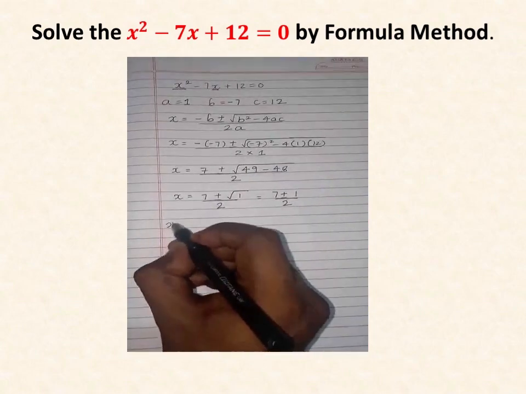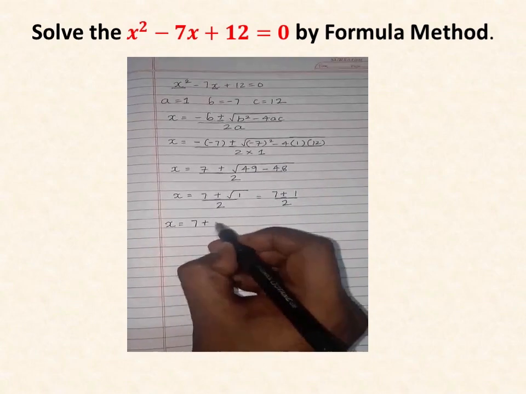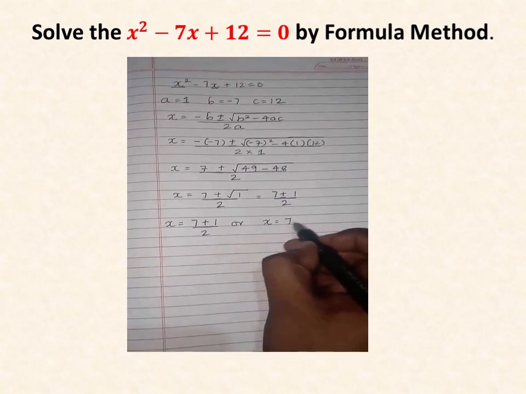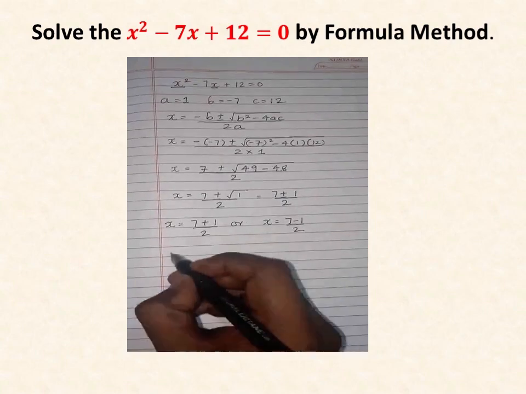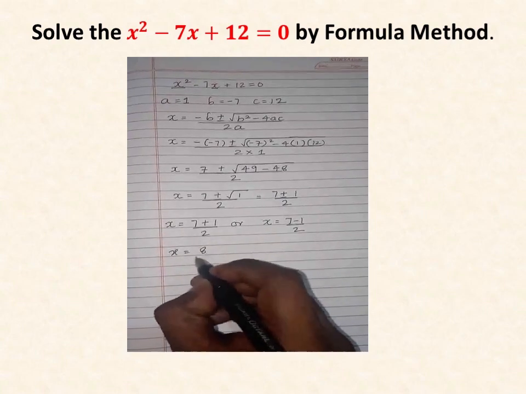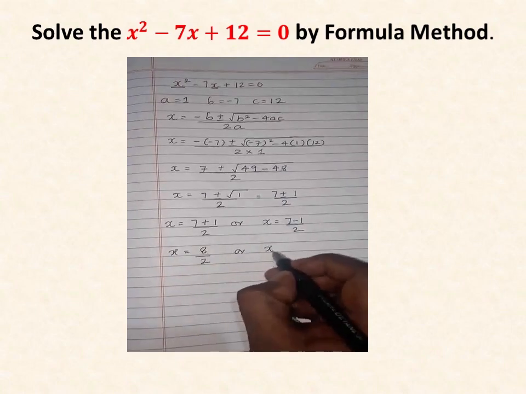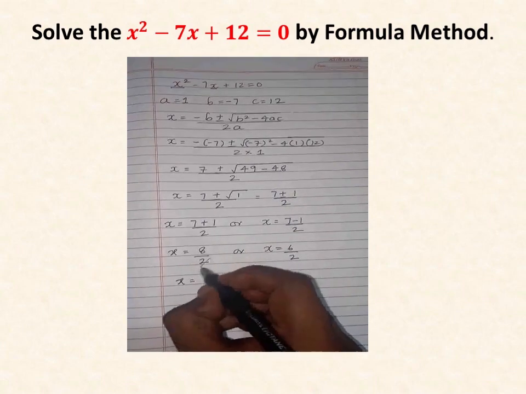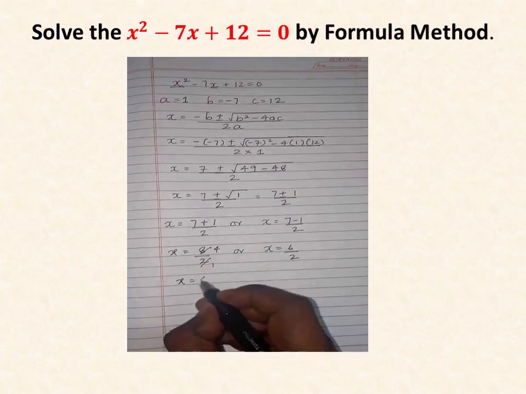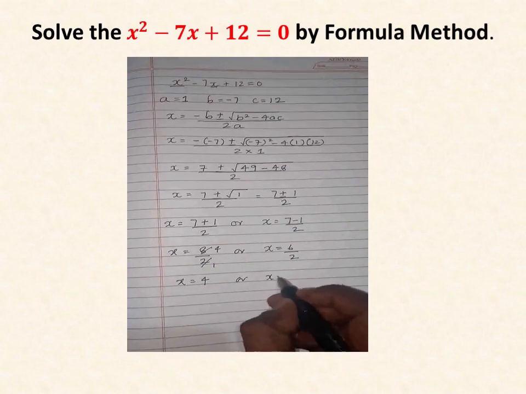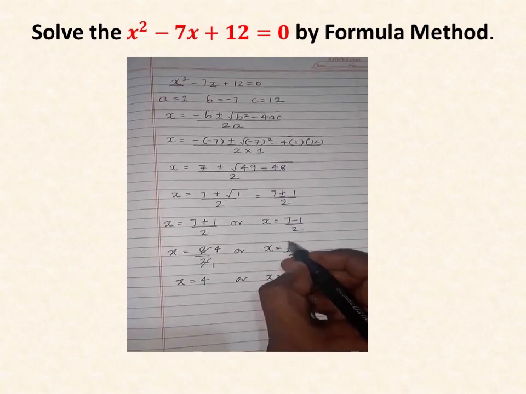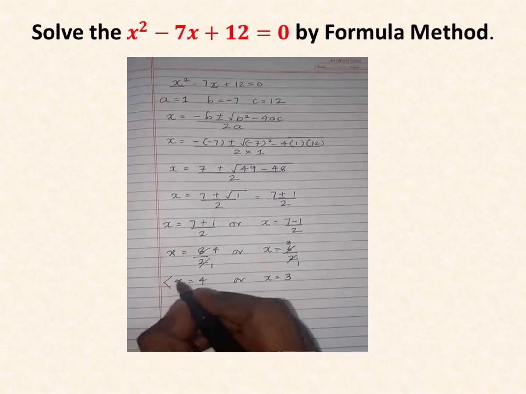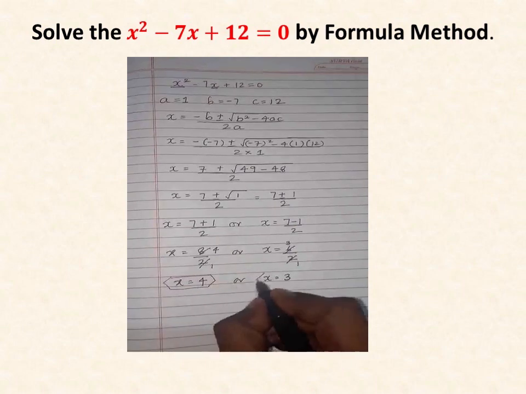I'll take the plus value and minus value separately. x equals 7 plus 1 by 2, or x equals 7 minus 1 by 2. x equals 7 plus 1 is 8 over 2, or x equals 7 minus 1 is 6 by 2. x equals 8 by 2 is 4, since 2 times 4 is 8. So x equals 4, or x equals 6 by 2 is 3. So x equals 3. The roots are x equals 4 and x equals 3.